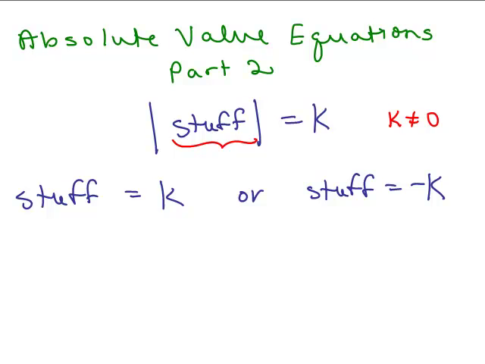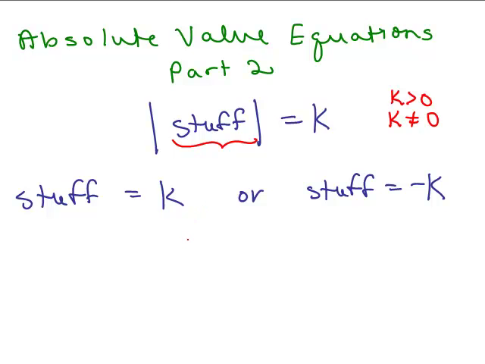This is part two of how to solve absolute value equations. In part one, we ended up with a way of solving an absolute value equation where you had the absolute value of some stuff equal to k. K is some number that is not equal to zero, and k is also greater than zero. You could take whatever is inside the absolute value and it equals k, or you take the stuff inside the absolute value and it equals negative k. We'll be dealing with a situation where k is zero or negative later.